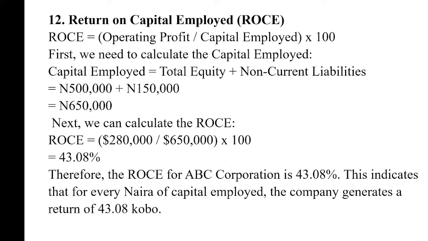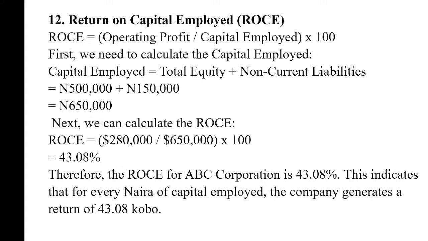Return on capital employed. Return on capital employed is equal to operating profits over capital employed times 100. First, we need to calculate the capital employed. Capital employed is equal to total equity plus non-current liabilities. That is 500,000 plus 150,000, equal to 650,000.